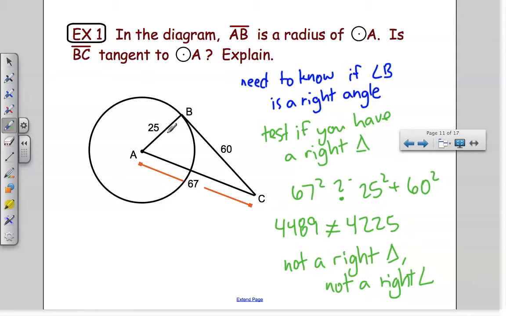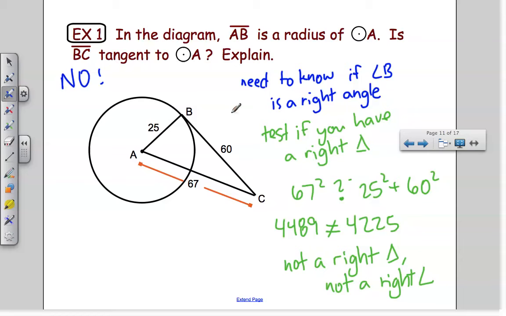Not a right angle. Therefore, is this line tangent? No. Because it's not a right angle here, it's not a right triangle, and therefore it's not tangent. It must mean it actually hits at 2 points and kind of goes through that circle. So even though it looks close, it was not a tangent, but this is a way to test.